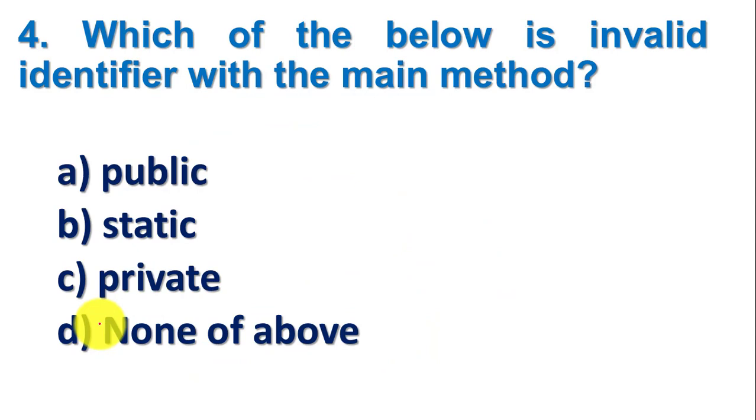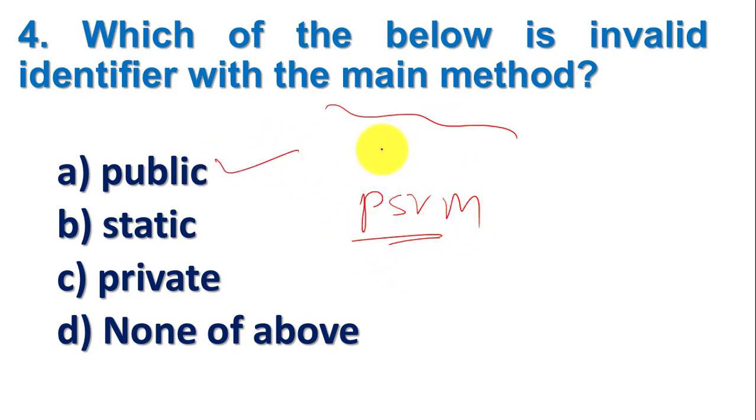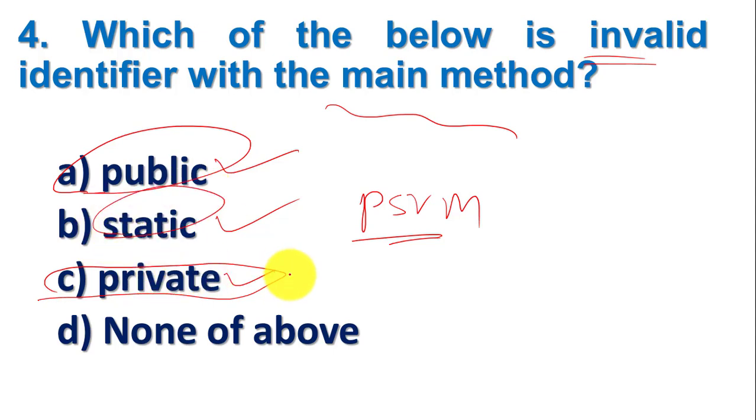Question 4. Which of the below is an invalid identifier with the main method? A shortcut would be PSVM. In Java, we write public static void main. Public is of course used with main. Static is also there. Private is the correct answer here, because here we want to find the invalid identifier, not a valid identifier. Public is valid, static is valid, private is invalid. So for our purpose here, C is the right answer. A main method cannot be private, it must be public.